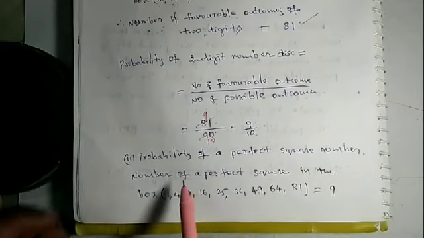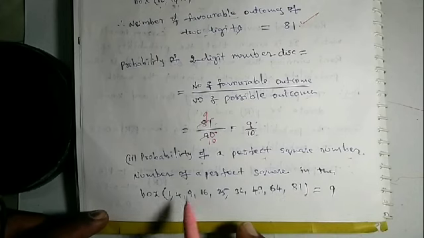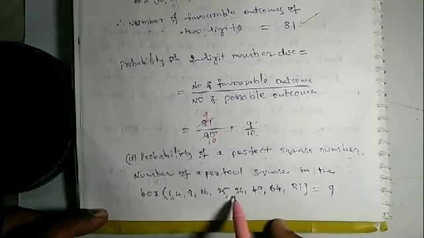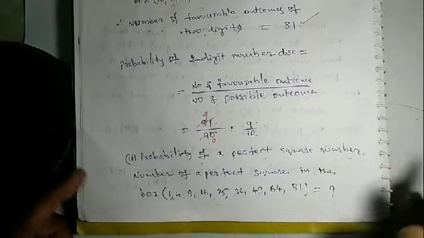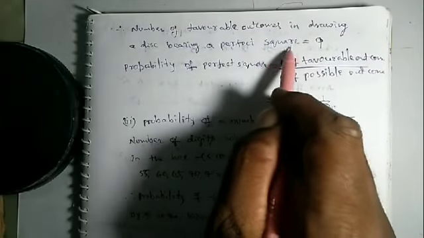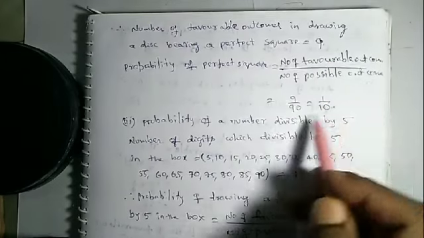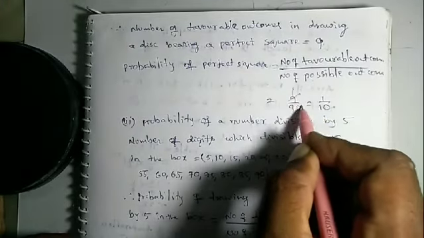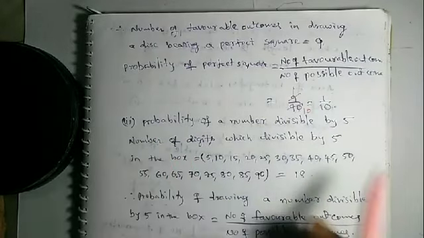Second one, probability of a perfect square number. Perfect square numbers are 1, 4, 9, 16, 25. These are the perfect squares. There are 9 perfect squares. Number of favorable outcomes in drawing a disc bearing a perfect square is 9. So favorable outcomes are 9, possible outcomes are 90. So 9 ones are 9, 9 tens are 90, that is equal to 1 by 10. Next, move to the third problem.